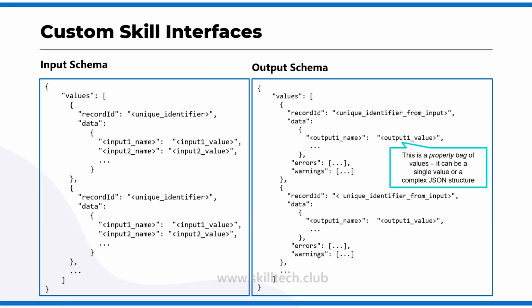As you can see here, this is a custom skill interface which is highlighted in the slide. On the left side, we have an input schema, which is going to have your unique identifiers associated with it. You are going to have multiple input key-value pairs. When you provide this input, on the right side it's going to show you the same unique identifier from the input so that you can relate to it, and the newly generated output value associated with that. Sometimes it's possible that your custom skill set is not working properly. At that time, if you're getting any errors or warnings, those will also be part of your output schema.